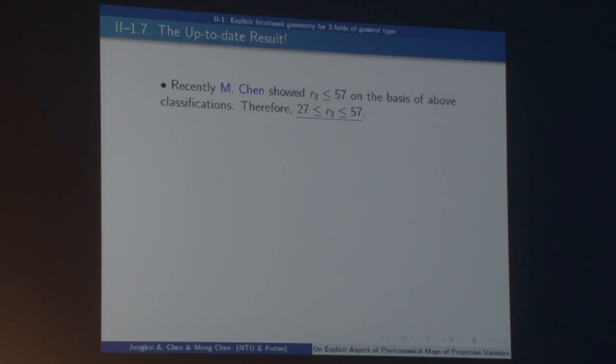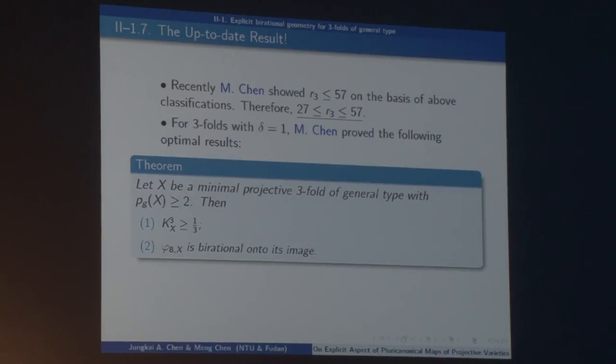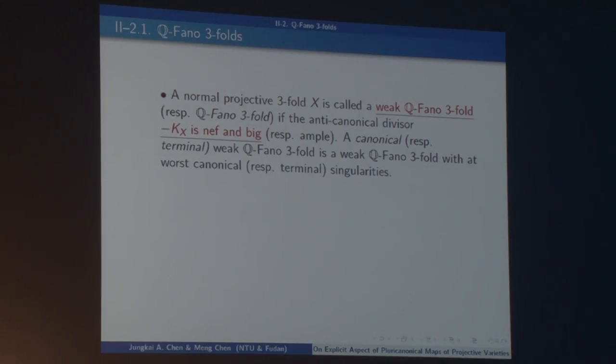recently this number can be improved to 57. So now we know that this number is between 27 and 57. So 27 is due to Fletcher's example. In fact, for delta equals 1 and delta equals 2, earlier I proved the optimal result. So far, for threefolds of general type, the most interesting problem is to try to find examples with canonical volume smaller than 1/420.